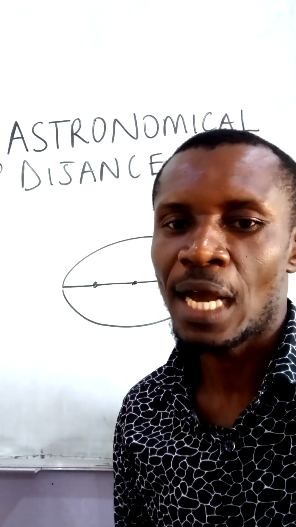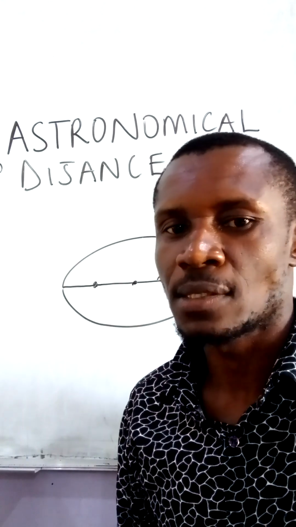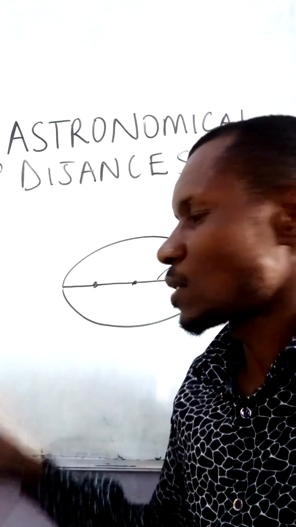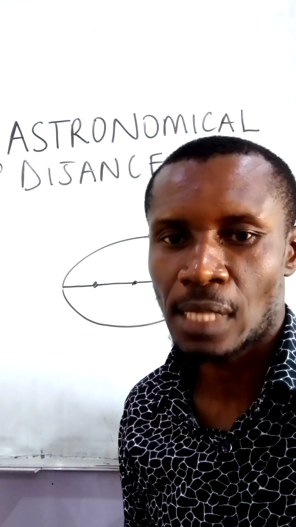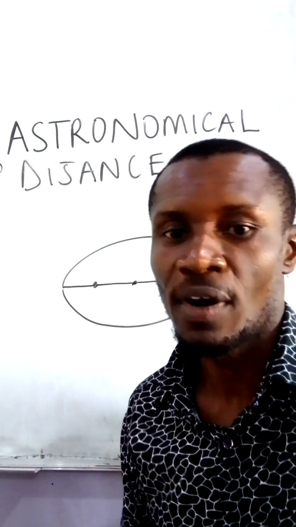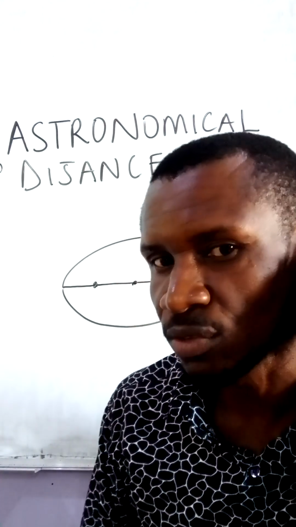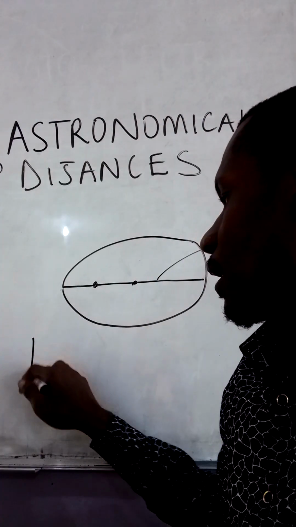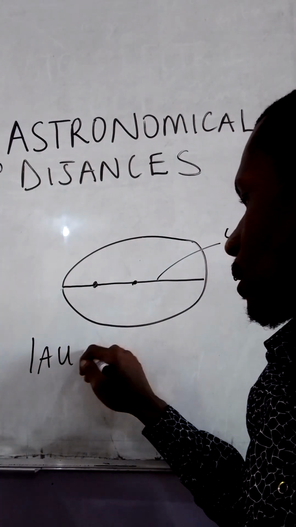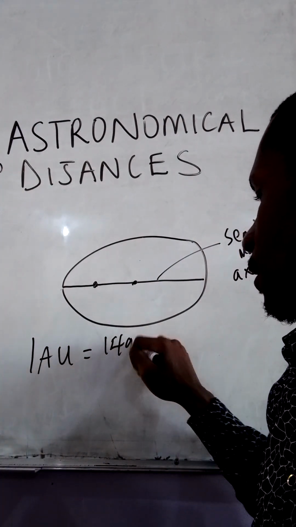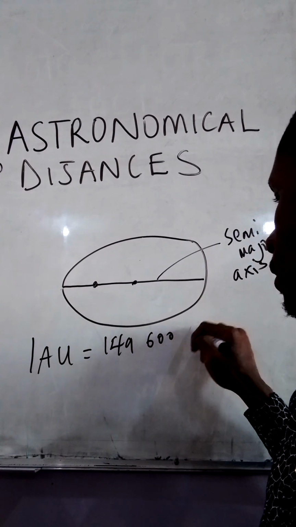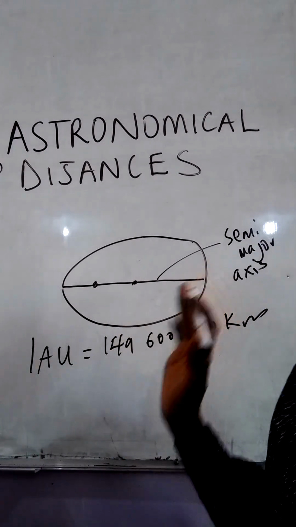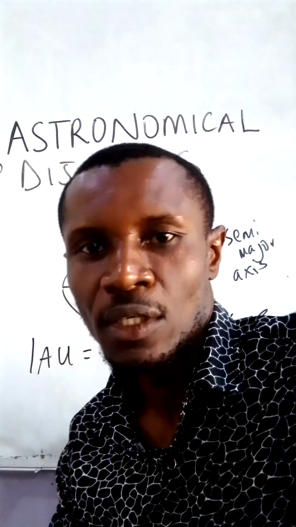Now, the astronomical unit has a value of approximately 149,600,000 kilometers. So that is to say, 1 AU is equal to 149,600,000 kilometers. So this is an approximate value of the astronomical unit.